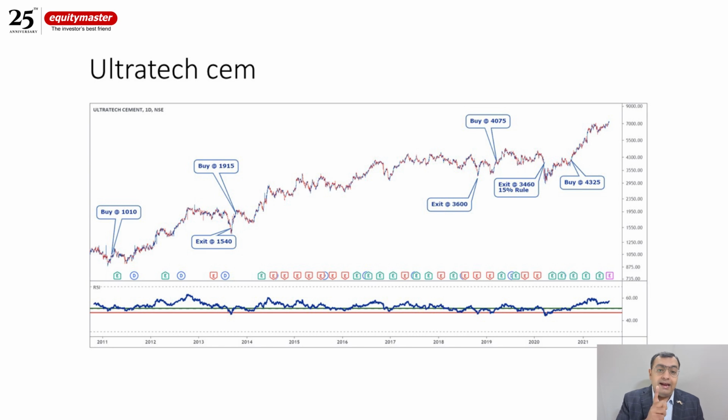Again, if you look at 3460 and the lower panel over here on the chart, it didn't give a close below 47, but my 15% rule came into place. So I exited my positions. Again, it gave an entry at around 4325 last year, and it's still running. We are at around 7000 plus in Ultratech.